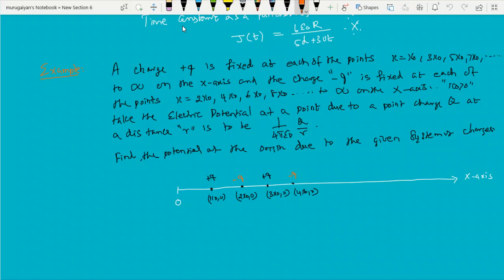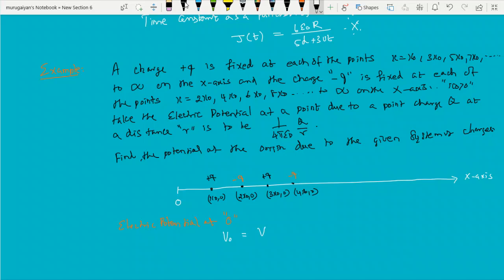The electrostatic potential, or electric potential, at the origin, V at O, is the sum of the potentials, because potentials are considered scalars, not vectors, so a straight algebraic sum is enough.